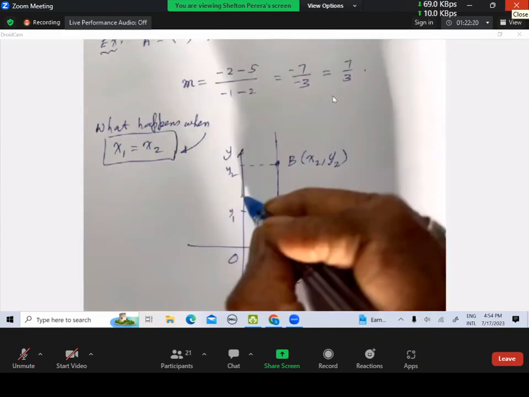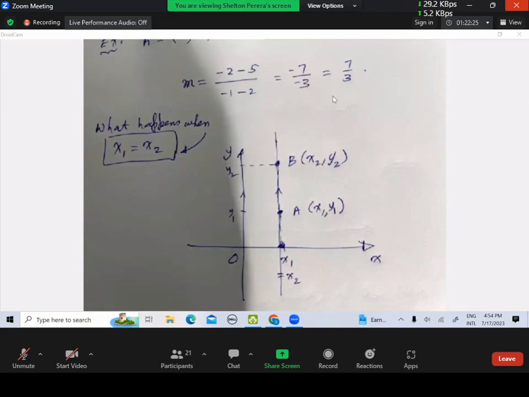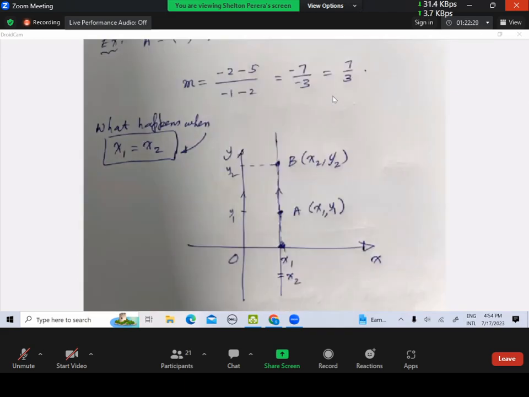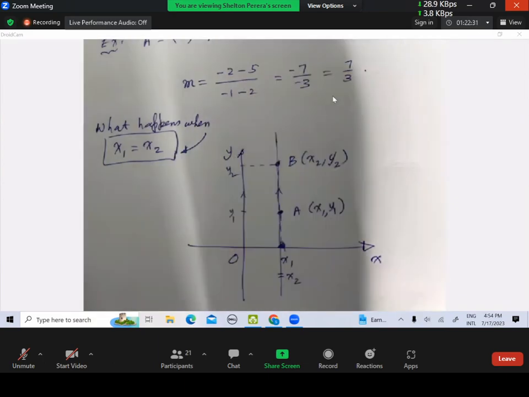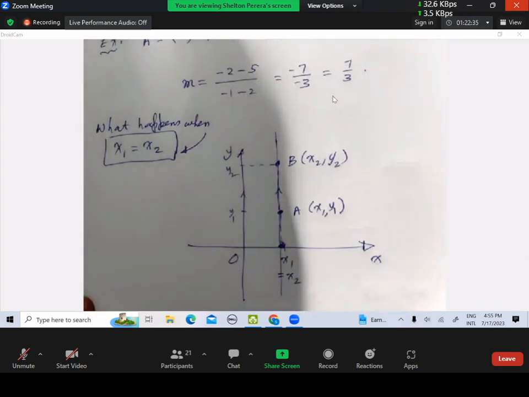These two lines are parallel. We say AB is a vertical line. A and B are different points now, so when you join them, you can draw a line joining the 2 points. Only one and only one line. AB is a vertical line.